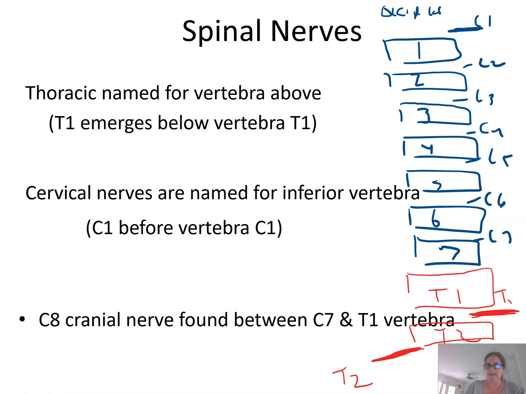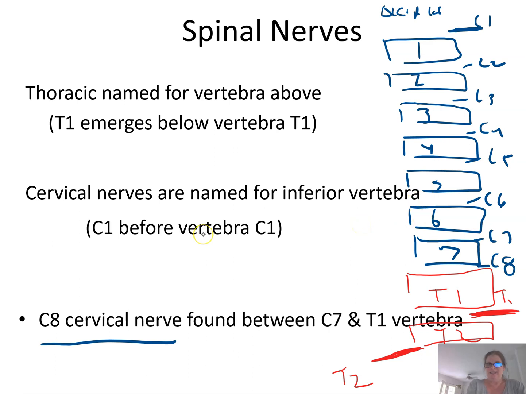Notice that now I have this little area between the C7 and T1 bones. So even though there are 7 cervical vertebrae, there are 8 cervical nerves. And I just fixed that typo. So there's an extra cervical nerve because of how they're labeled and how they're numbered.